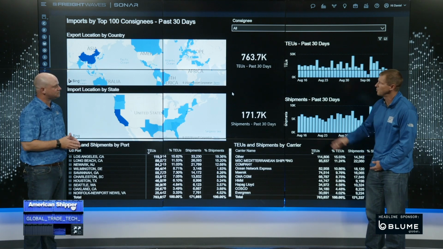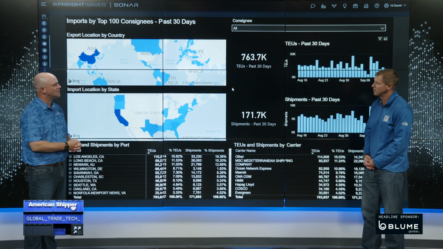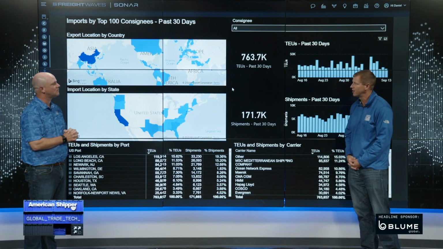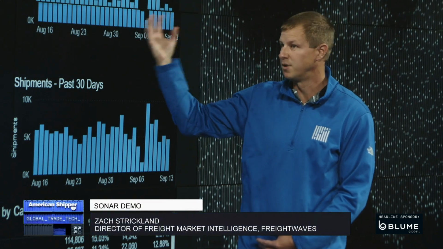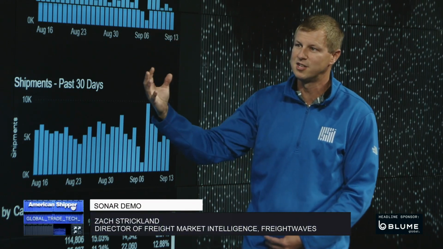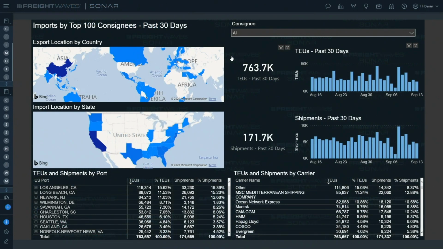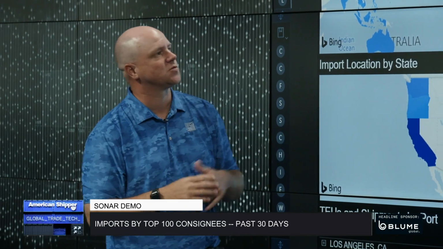That's right. So we've just developed a new UI app inside of Sonar, imports by top 100 consignees. It has a bunch of data in here, basically designed to show you exactly what the freight patterns are for the top 100 consignees before they enter the United States. So if I want to know who is shipping volumes into the United States, importing products from all over the world, I can find that out. And this is built for the top 100 consignees. So let's see how this works.